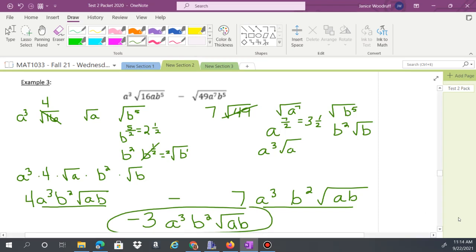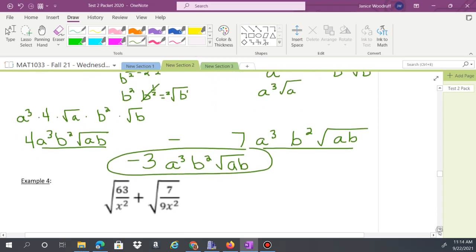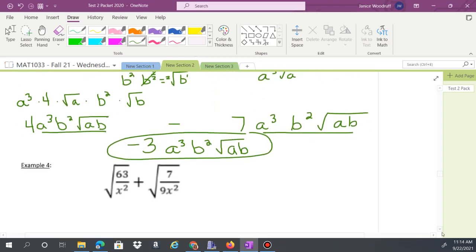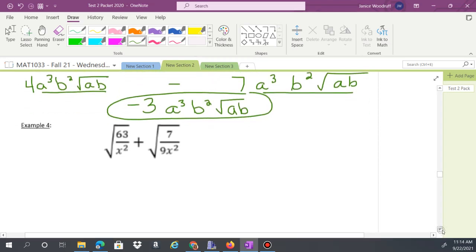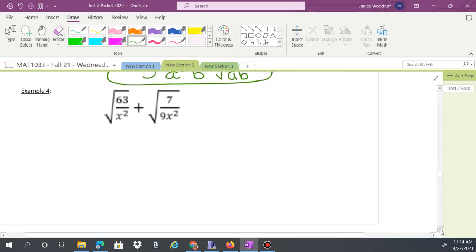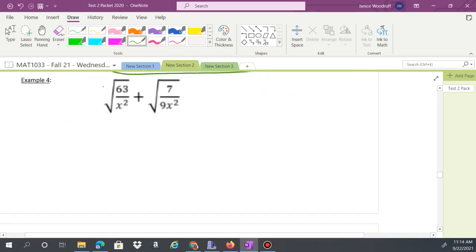Okay. Let's look at example 4. So now we have fractions, so let's deal with those. I'm going to take the fraction and separate it into the top and the bottom. So this is square root of 63 over square root of x squared.